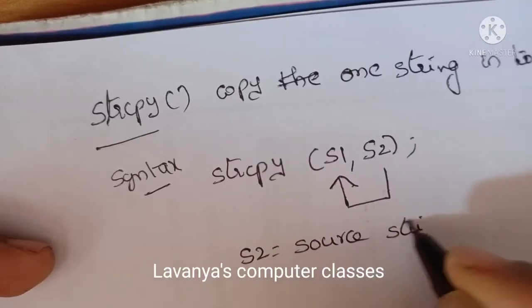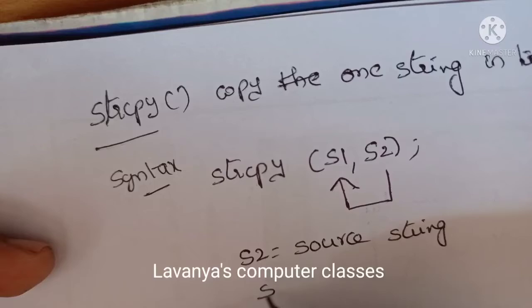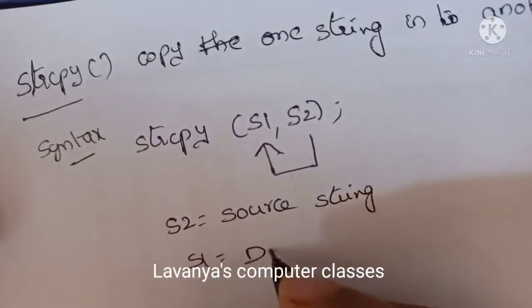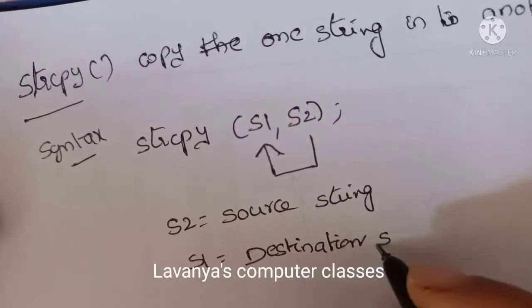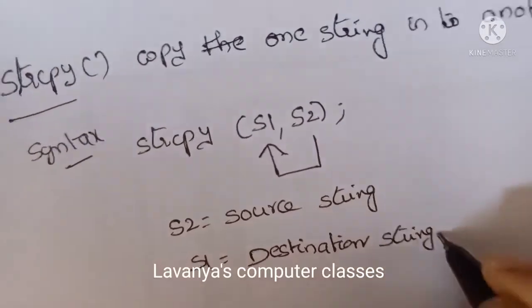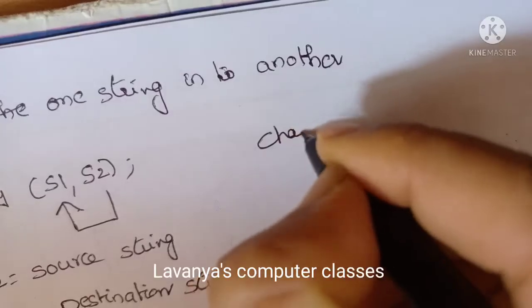That means s2 is the source string. That means you have the value in s2. S1 is the destination string, output string. S2 is input, S1 is output. S2 is copied into S1.